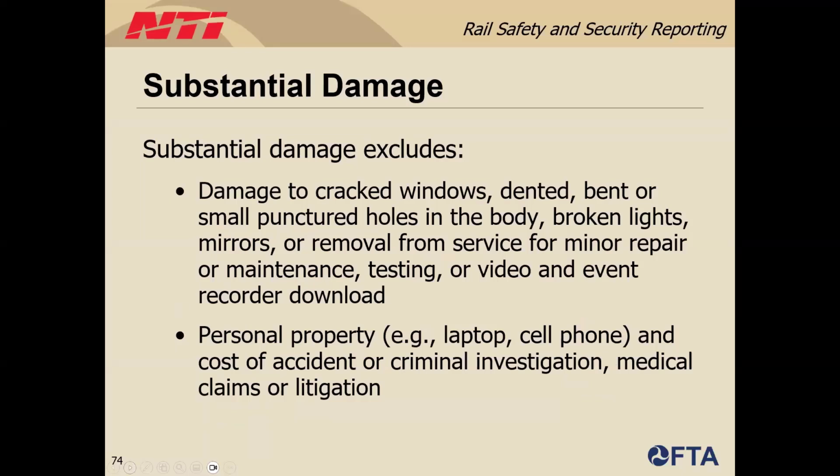The damage excludes, as you can see here, damage to cracked windows, dents, bent or small puncture holes in the body, broken lights, mirrors, or removal from service for minor repair or maintenance, testing, or video or event recorder download. And this refers to both the vehicles, the train and any vehicle that may be involved. Also excluded are personal property that might be in the vehicle that was damaged, such as laptops, cell phones, the cost of accident or criminal investigation, and also medical claims or litigation.